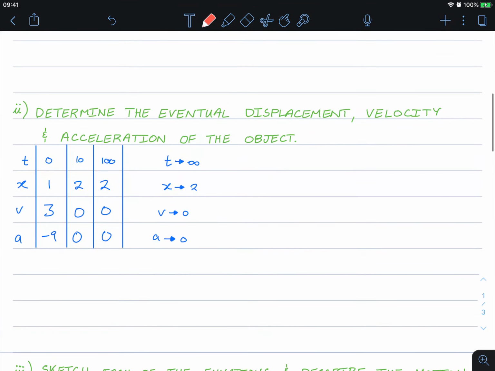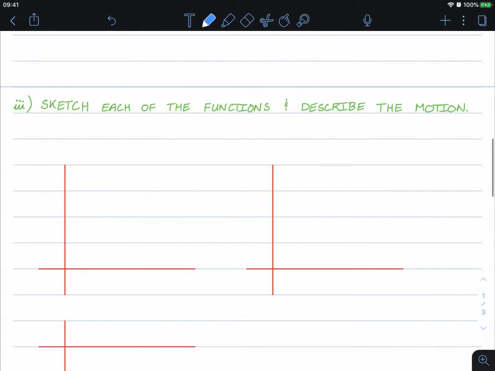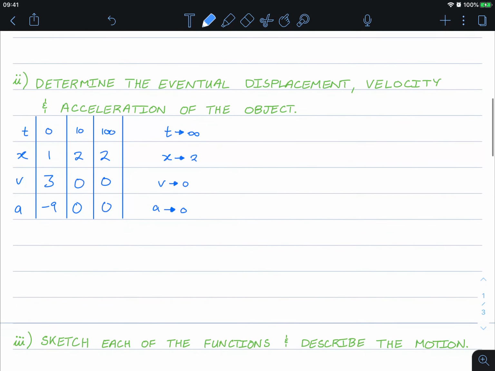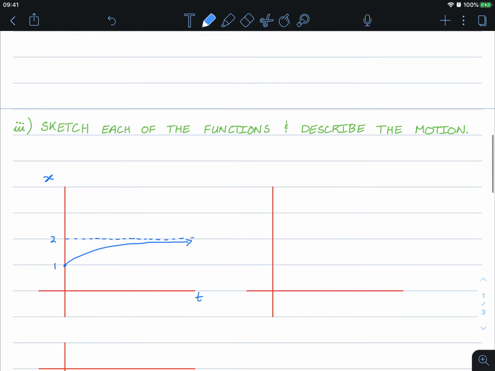For displacement, we saw that its initial value was 1 meter. So let's say that this here is 1. Let's say that this is 2 meters, so this is displacement. That's time. So we saw that as time approaches infinity, as we move along here, the displacement should approach 2. So it should look something like this. There we go.